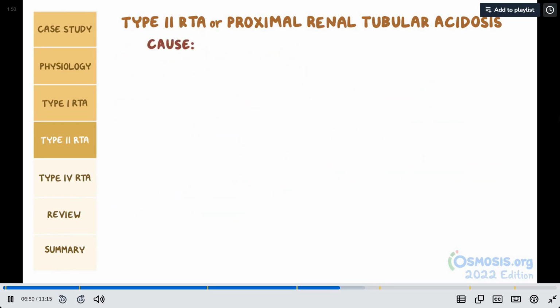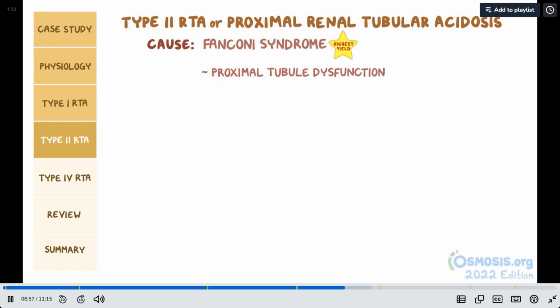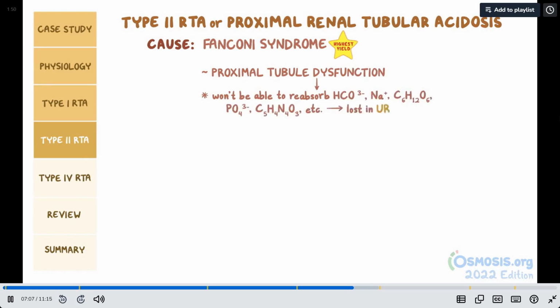One known cause for type 2 RTA is Fanconi syndrome, where there's generalized proximal tubule dysfunction, meaning that the entire proximal tubule is damaged and won't be able to reabsorb things like bicarbonate, sodium, glucose, phosphate, uric acid, etc., and they're lost in the urine.